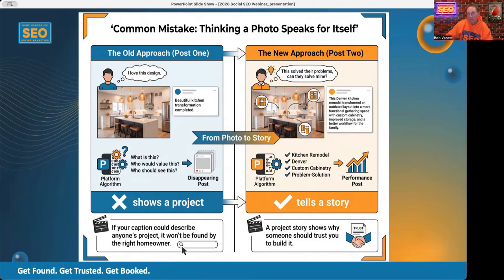And so if your caption could describe anyone's project, it won't be found by the right homeowner. Keep that in mind. You want to make sure the right homeowners are finding your captions based on all the information that you're feeding the algorithm. In other words, it's helping find those eyeballs for you.